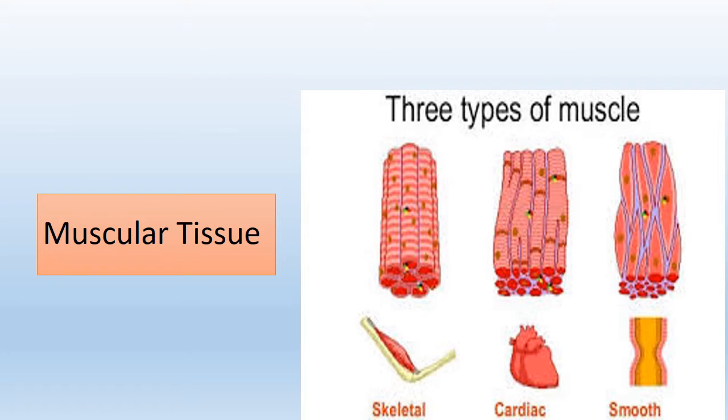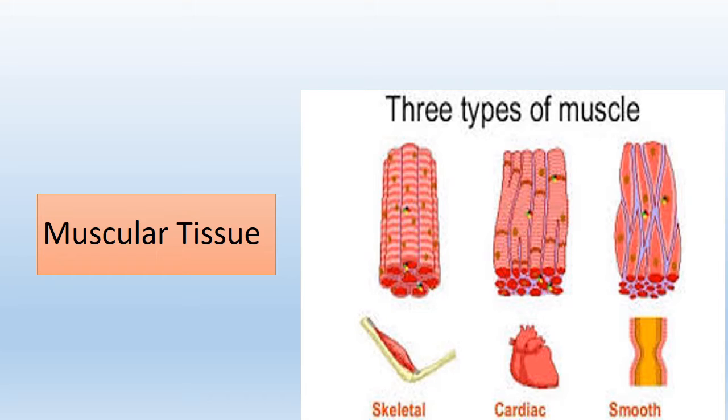So let's talk about muscular tissues. There are three types of muscles: skeletal muscle, cardiac muscle, and smooth muscle. You're aware of the skeletal muscles. And what is the cardiac muscle? The heart muscles are called cardiac muscles. But the question is, are there muscles in the heart? The answer is yes, because the movement of the heart, the heartbeat, requires muscles. These muscles are called cardiac muscles.